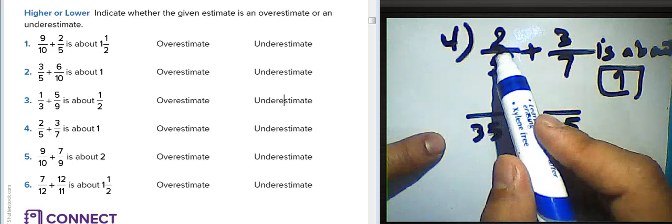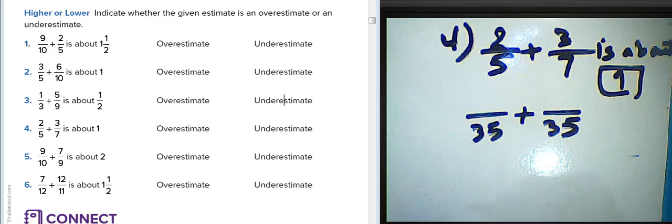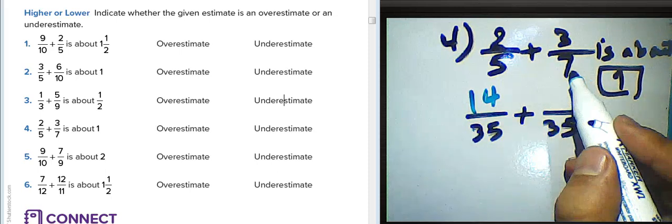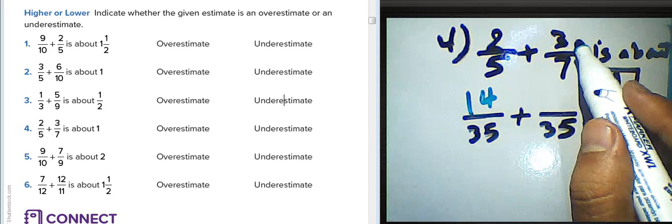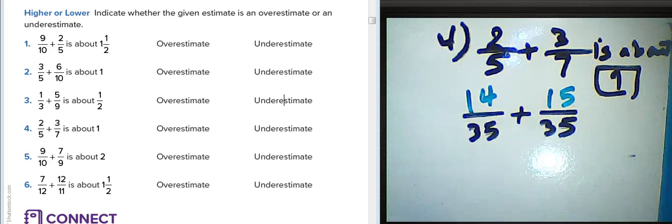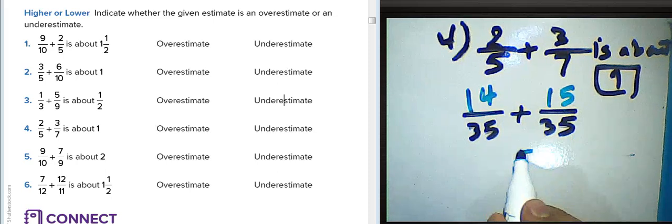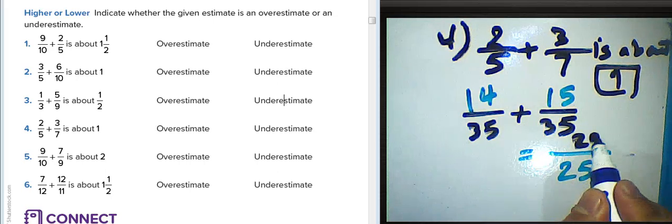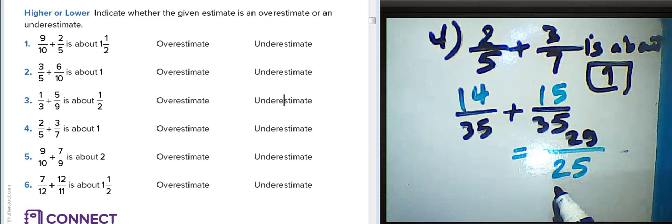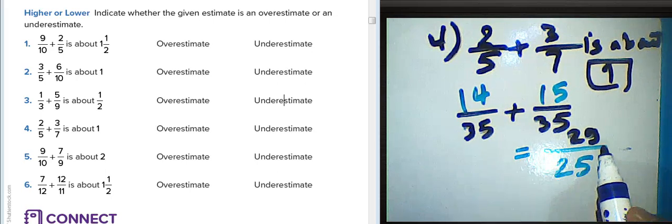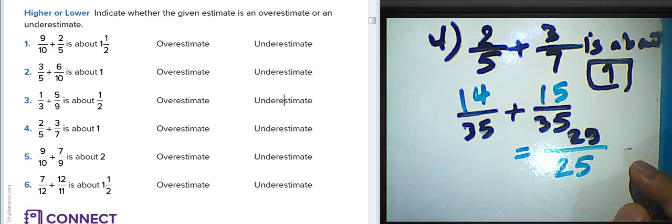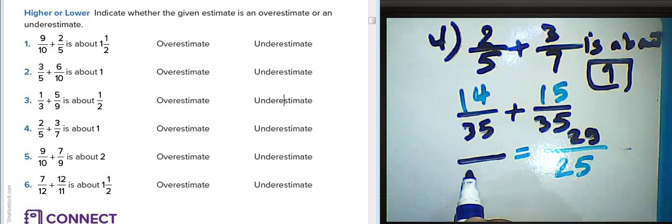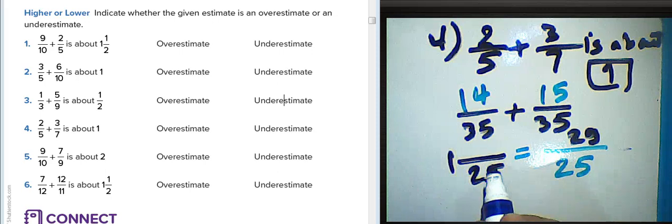5 times 7 equals 35, and then 2 times 7 equals 14. We can write 14 here. And 7 times 5 equals 35. Here 5 times 3 equals 15. Okay, and then we can find the actual number by writing 35 in the denominator, and then we can add them. 14 plus 15 equals 29. 29 over 35. It's an improper fraction, so we must convert it from improper fraction to mixed number by dividing. We must write 1 here and the remainder 4.